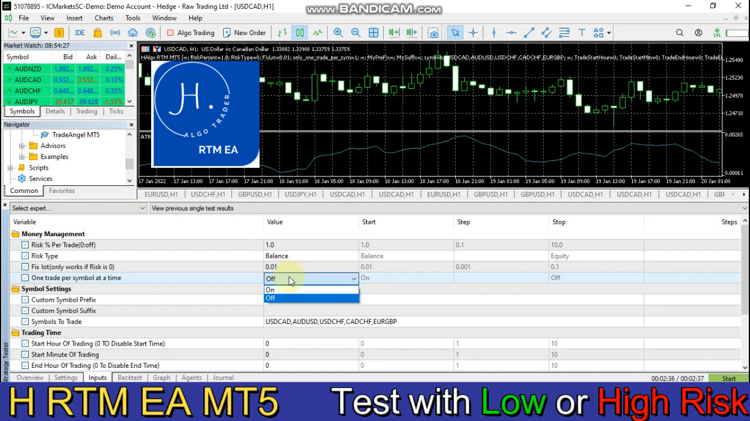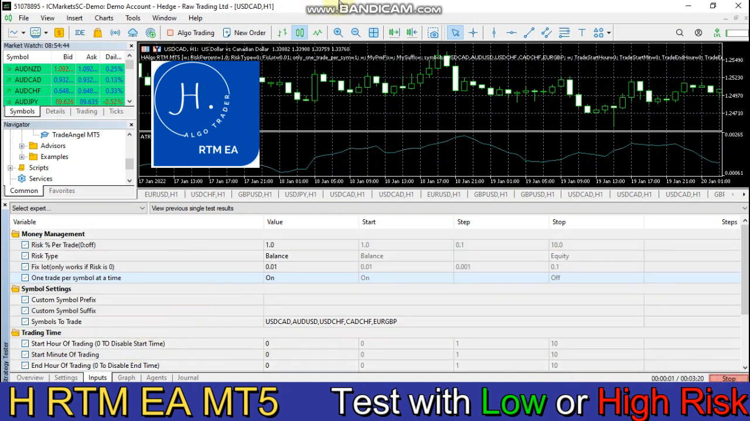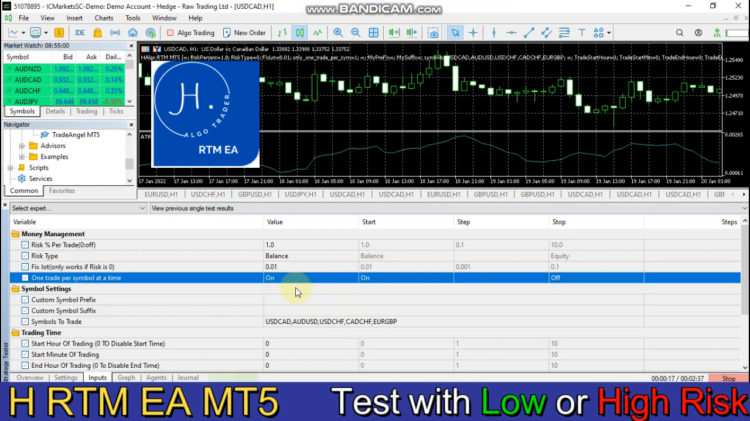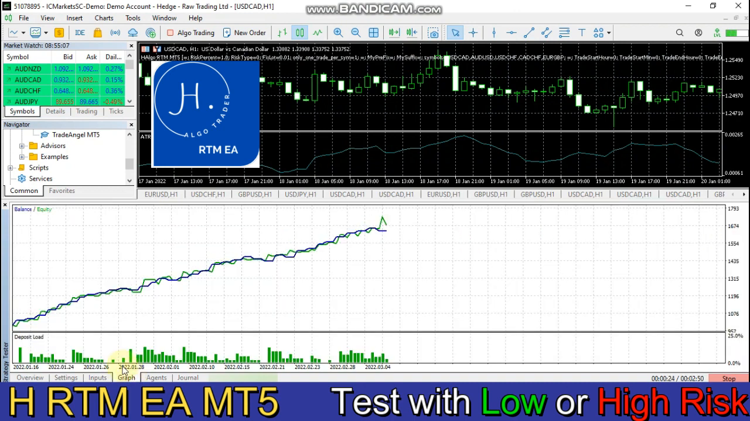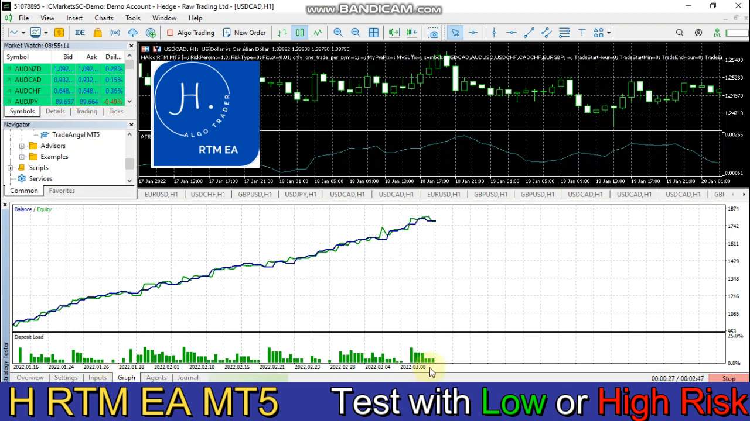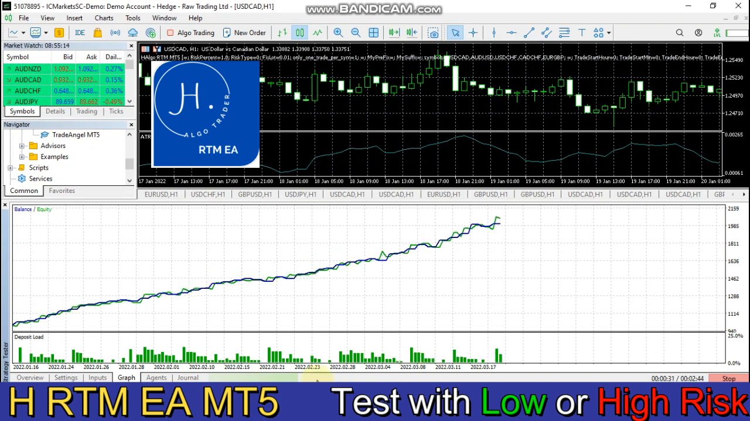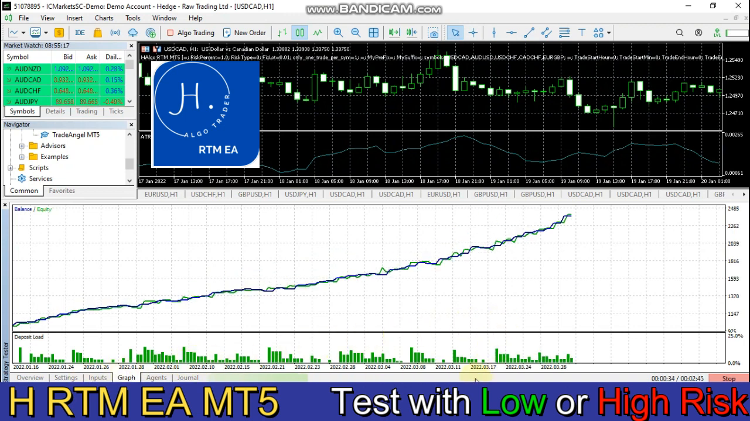In my last videos, other EAs of the same type had no option for one trade at a time per order. So we can check again with one trade at a time per assemble. Now I will be back after the test completes. That is a good safety option, a good option to save your account. So that's good with one trade per assemble. Here the testing is going on, and after it completes I will show you the results. Thank you.